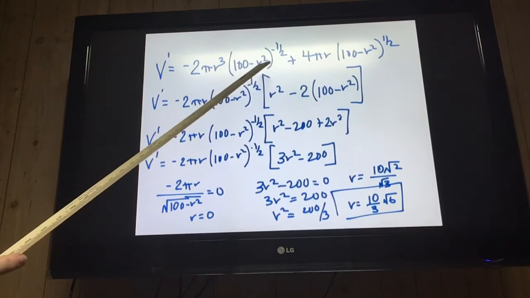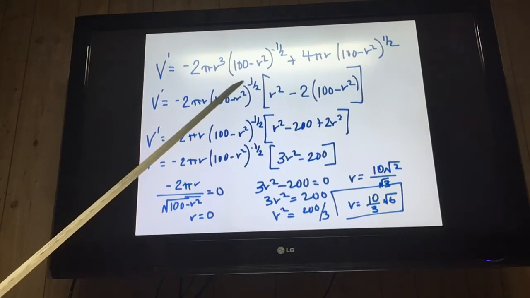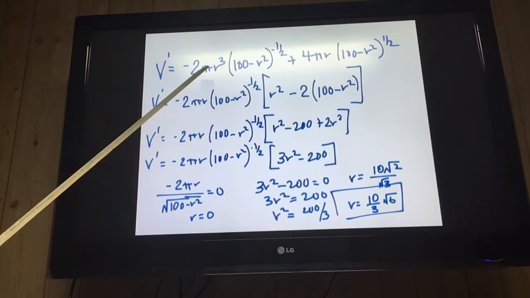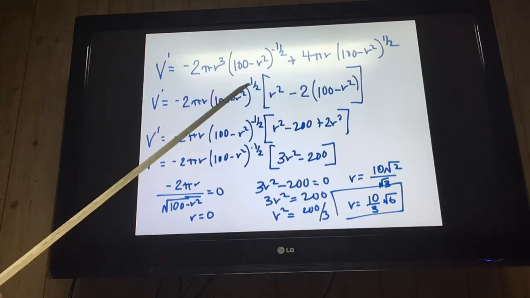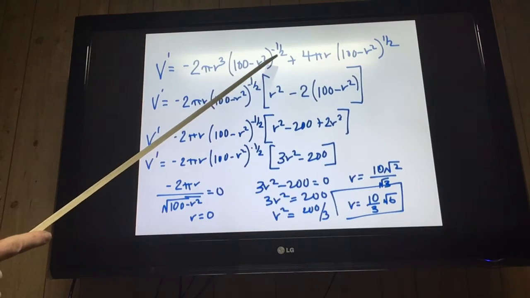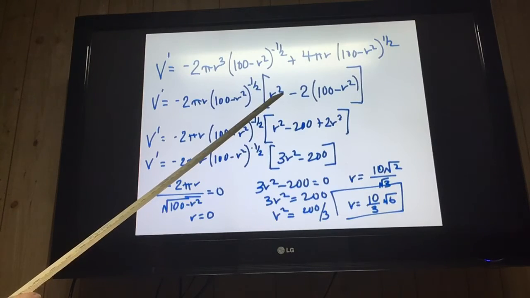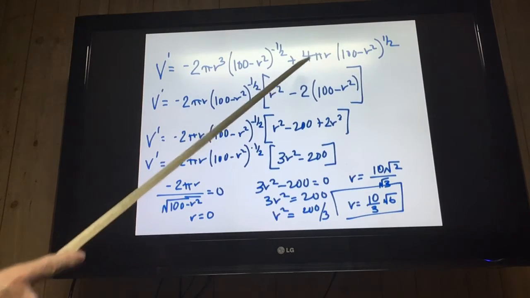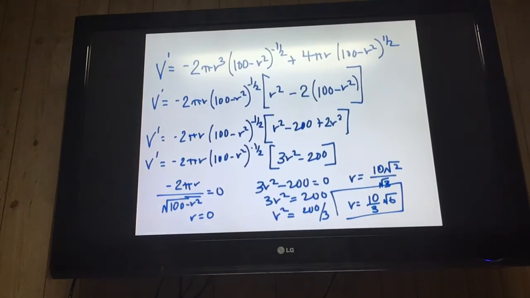All right, I'm always going to factor out a 100 minus r squared to the negative 1/2. So I'm going to take all that out. So when I take the negative 2 out, take the pi out, take an r out, and take a 100 minus r squared to the negative 1/2 out, I'm left with r squared. If I take a negative 2 out, I'm left with negative 2. Take the pi and the r out. That's the pi and r are gone.